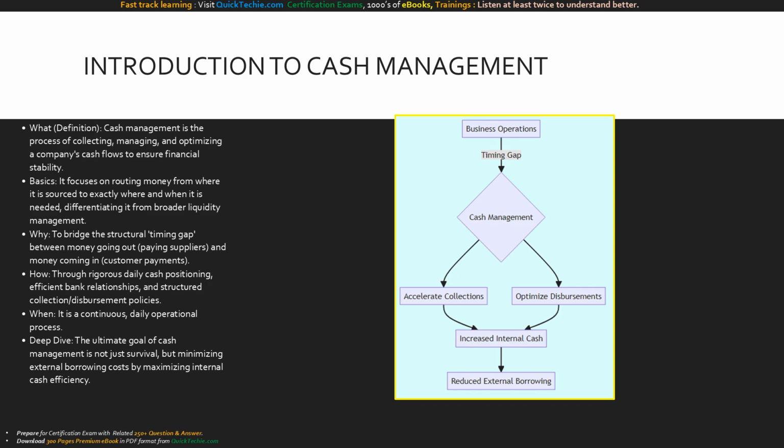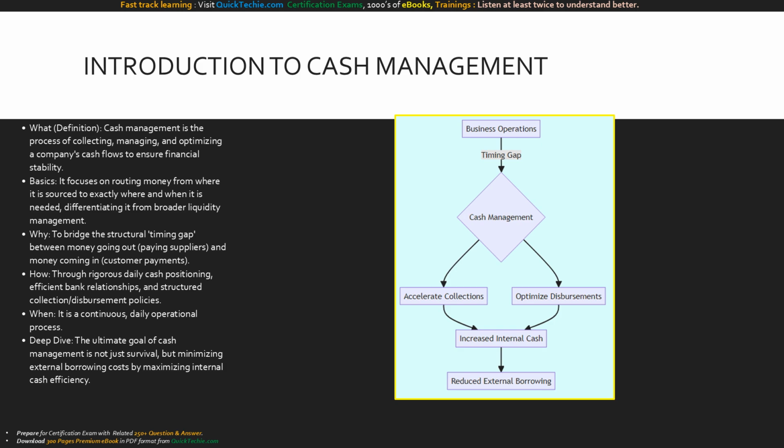Take a look at the flowchart on your screen. At the top, we have business operations, which inherently creates a timing gap between inflows and outflows. Cash management sits squarely in the middle to solve this. From this central node, we branch into our two primary tactics: accelerate collections to get cash in the door faster, and optimize disbursements to hold onto cash as long as strategically possible.